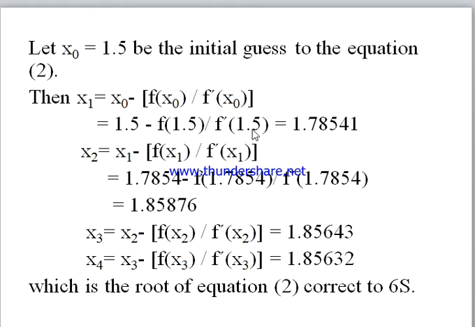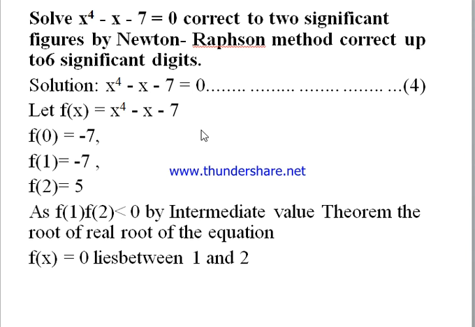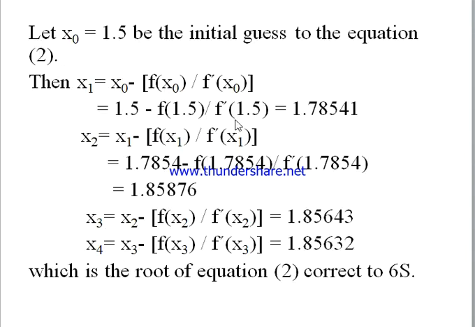We can calculate f of 1.5 by substituting 1.5 in f of x, that is x power 4 minus x minus 7. And what is f dash of x? The derivative of x power 4 is 4x cube, and the derivative of x is 1, so f dash of x is 4x cube minus 1. We substitute 1.5 in these and calculate the value. We get 1.78541.